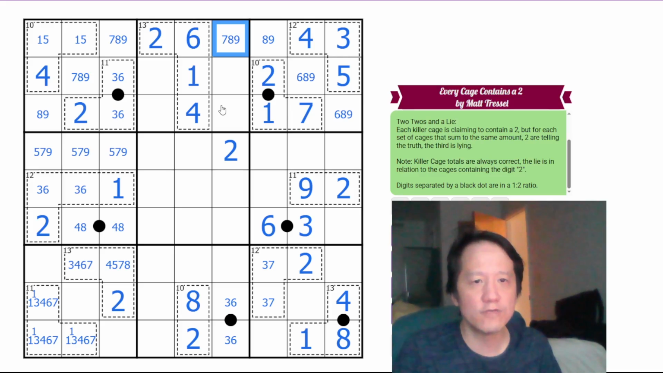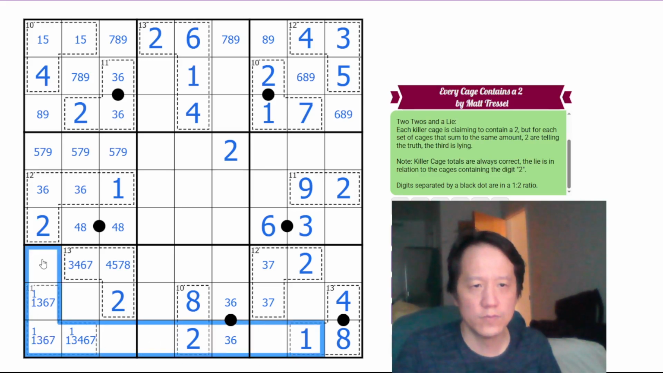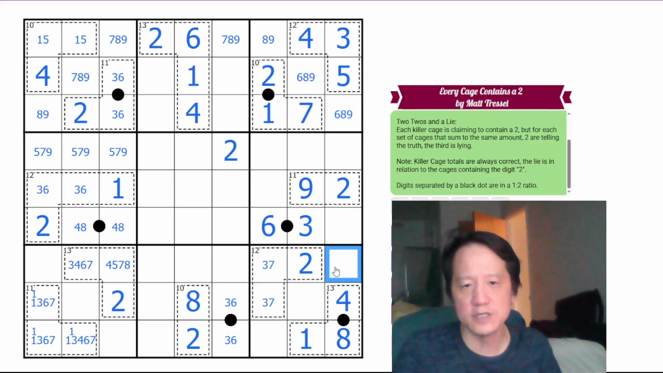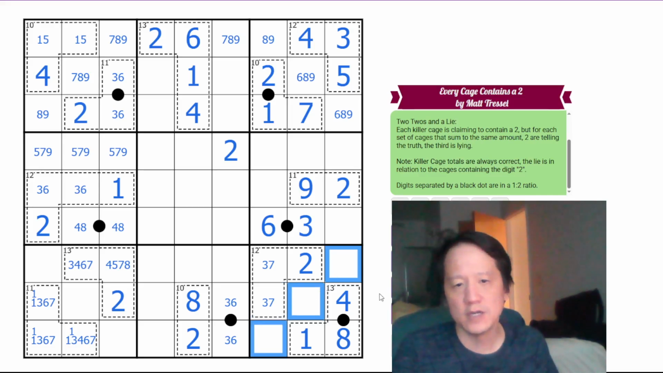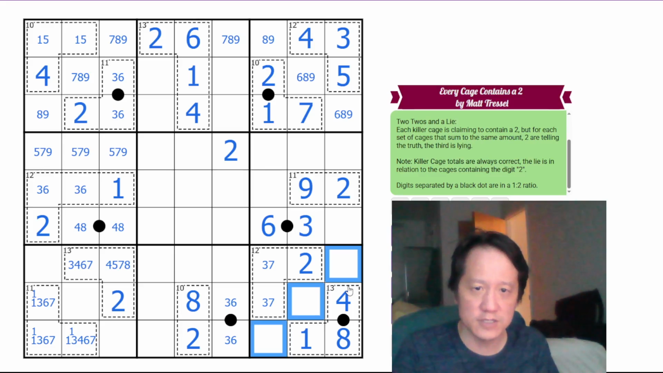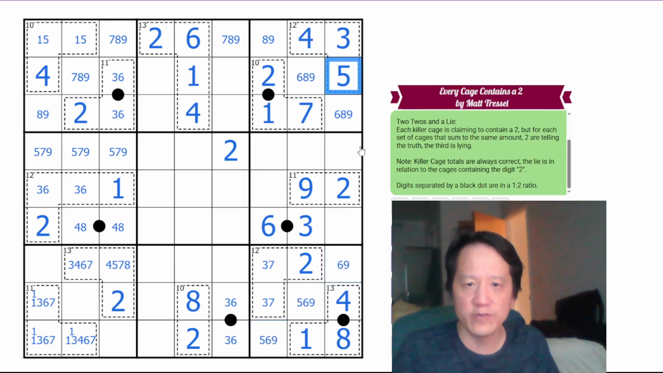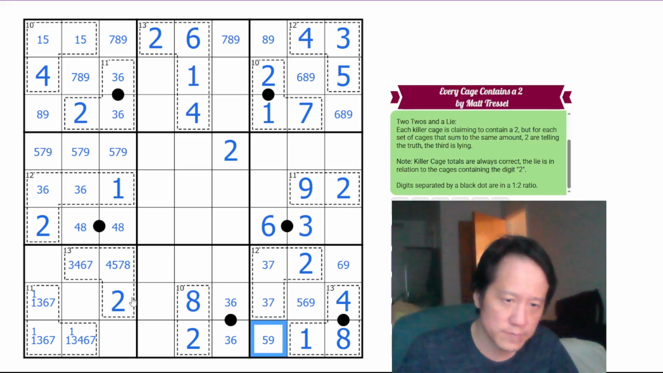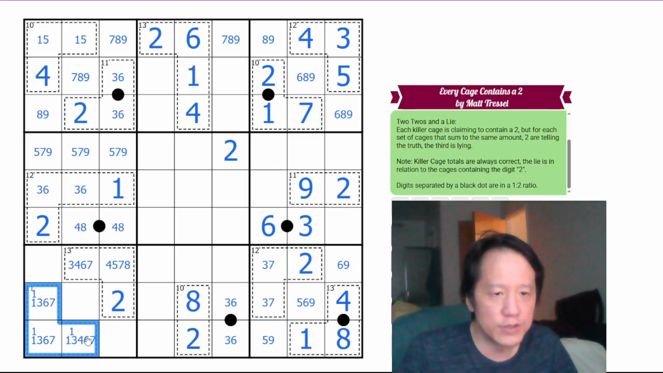What else do we have? This 4 eliminates 4 here. What are the remaining digits in this lower right box? It has to be 5, 6, and 9. This can't be 5 because of this 5. This can't be 6 because of that 6. This is 137 or 146.